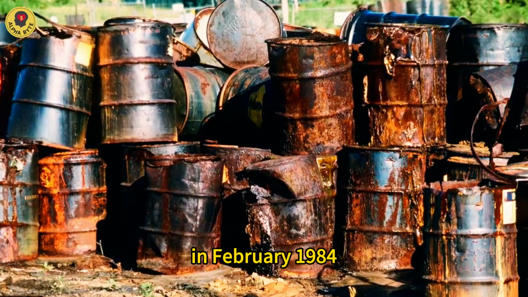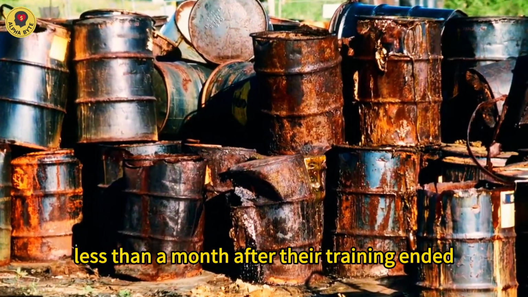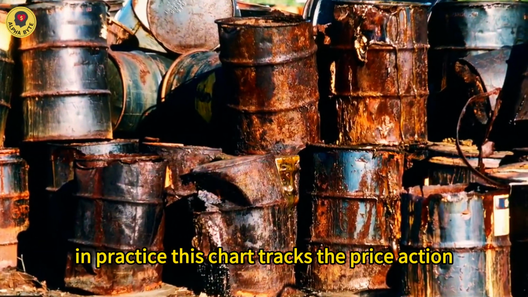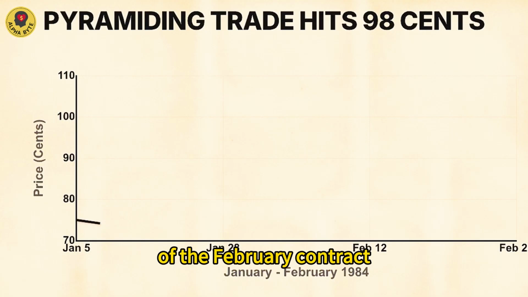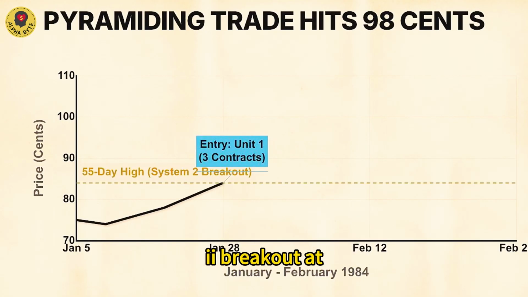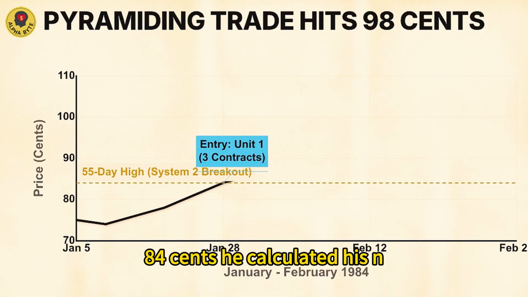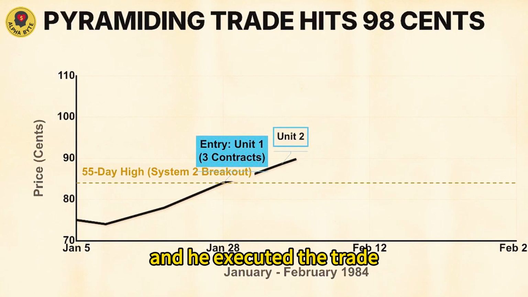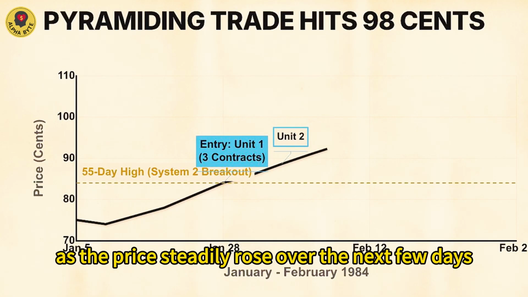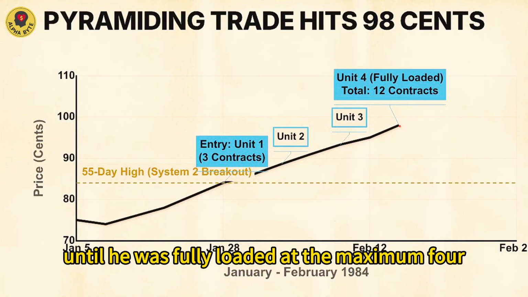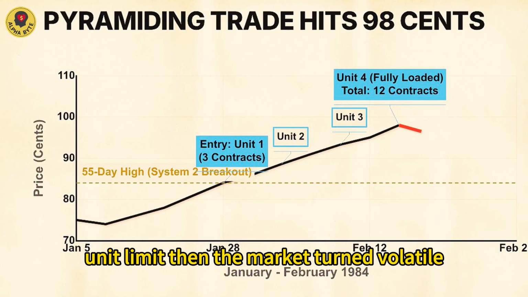In February 1984, less than a month after their training ended, the heating oil market challenged the turtle rules in practice. This chart tracks the price action of the February contract. Curtis Faith noticed the price hit a System 2 breakout at 84 cents. He calculated his N, which dictated a unit size of 3 contracts, and he executed the trade. As the price steadily rose over the next few days, he systematically added units at every half N interval until he was fully loaded at the maximum 4-unit limit.